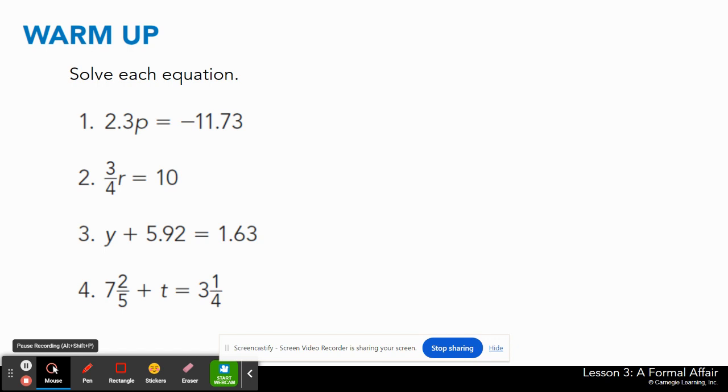Now, these are all one-step equations, meaning you only have to do one operation to both sides to keep it equal and also to isolate the variable. These may look familiar from 6th grade. Do what you can and make sure that you're showing all of your work. If you need to use additional scratch paper, please be sure to ask a teacher.